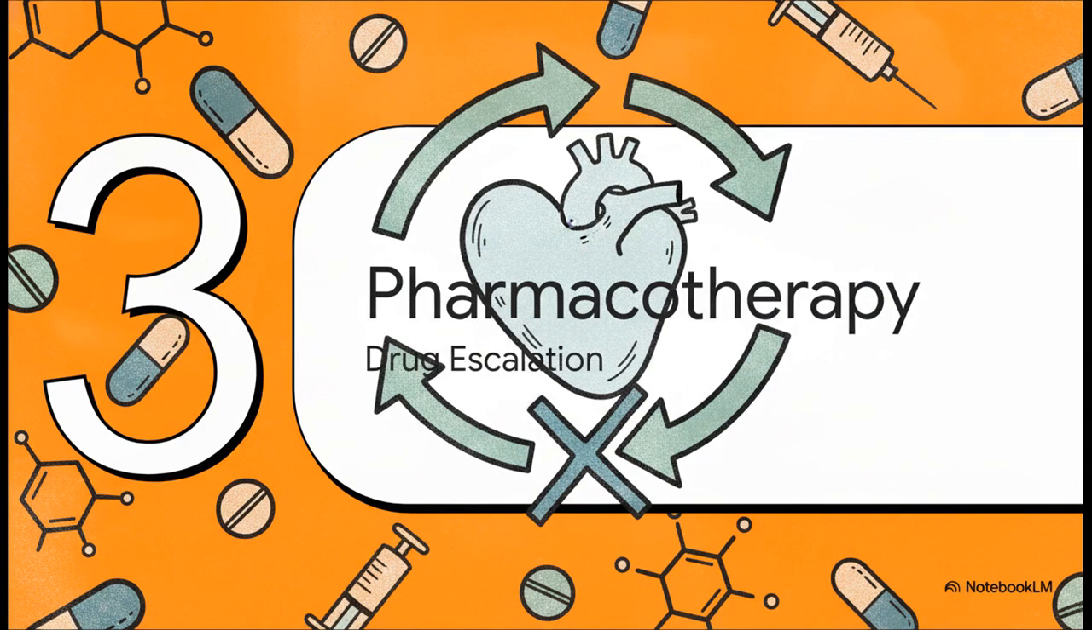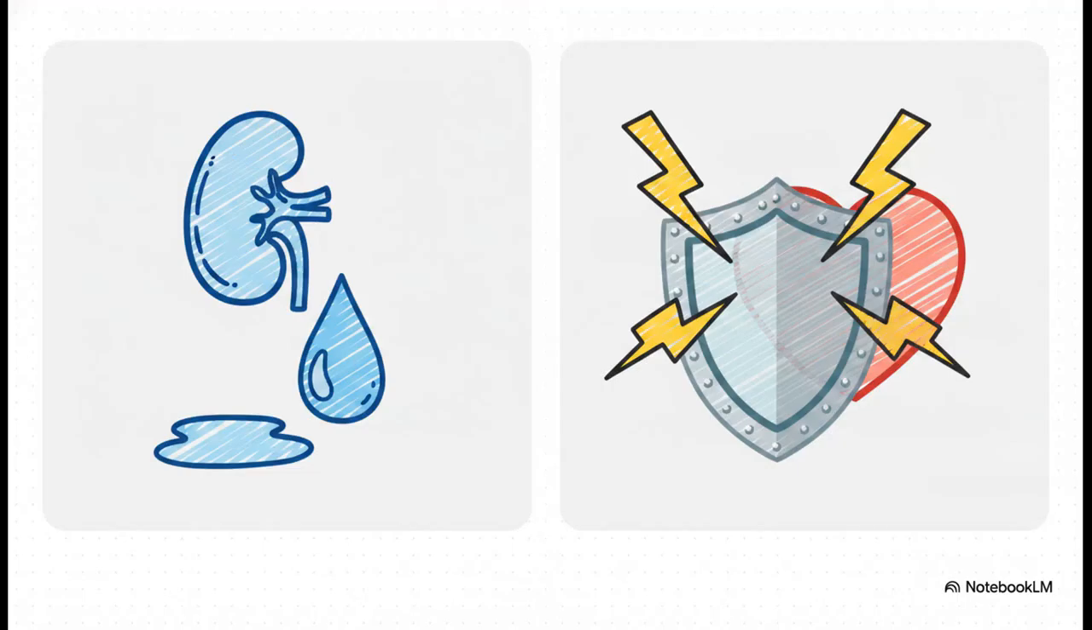Step 3. Pharmacotherapy, and how we handle the stepwise drug escalation. All right, here's where we get into the real heavy lifting of chronic management. It is absolutely vital that you understand the functional difference between these drug classes. On one side, you have your symptom-relieving diuretics. These reduce preload and ease all that congestion, but they require super careful titration. If you overdo it, volume depletion can trigger acute renal failure.